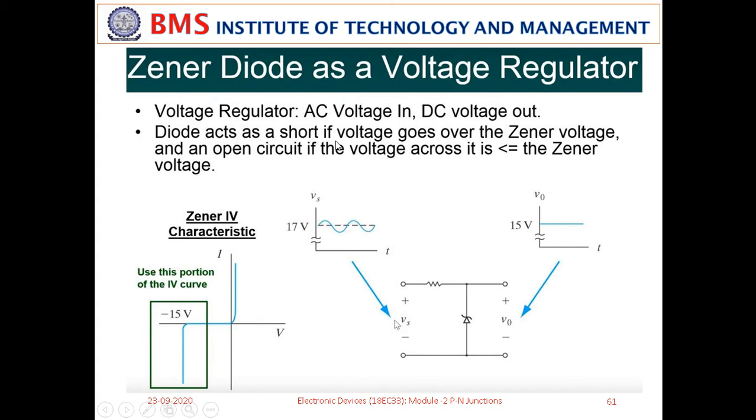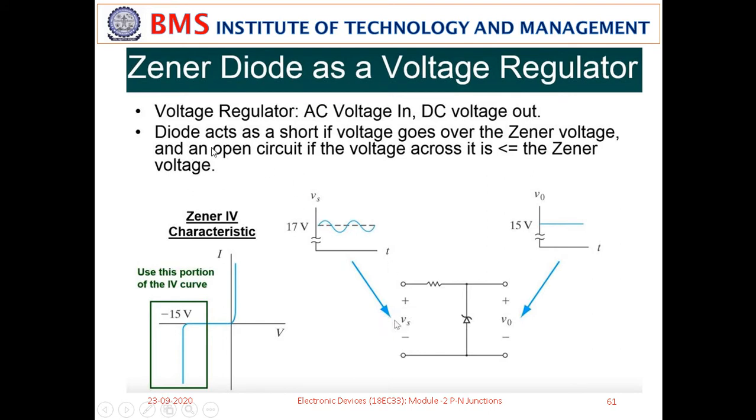The diode acts as a short circuit if the voltage goes over the Zener voltage. That means, if Vs exceeds the Zener voltage, let me consider the Zener voltage as Vz, then this acts like a short circuit. So, this becomes on and acts like a short circuit. Whenever there is a short circuit, the majority of current flows through this. The output is maintained the same as Vs here, so the output voltage is maintained constant, the same as Vs.